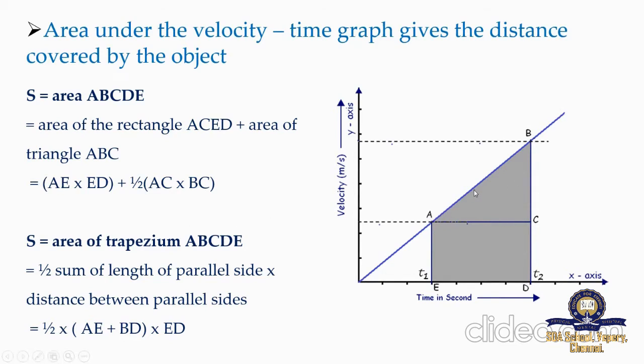And the area of quadrangle ABCDE can also be calculated by calculating the area of a trapezium. Okay, this looks like a trapezium, right? ABCDE. The area of a trapezium is half into the sum of the lengths of the parallel sides into the distance between the parallel sides. So half into, the parallel sides are AE and BD. So these two are parallel sides, right? So half into AE plus BD into the distance between them, which is ED. Thus, we can find the area covered by the object.